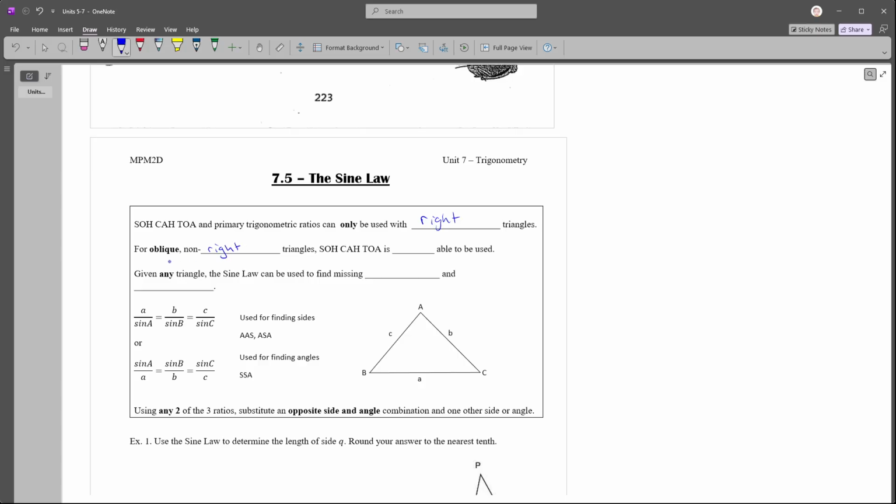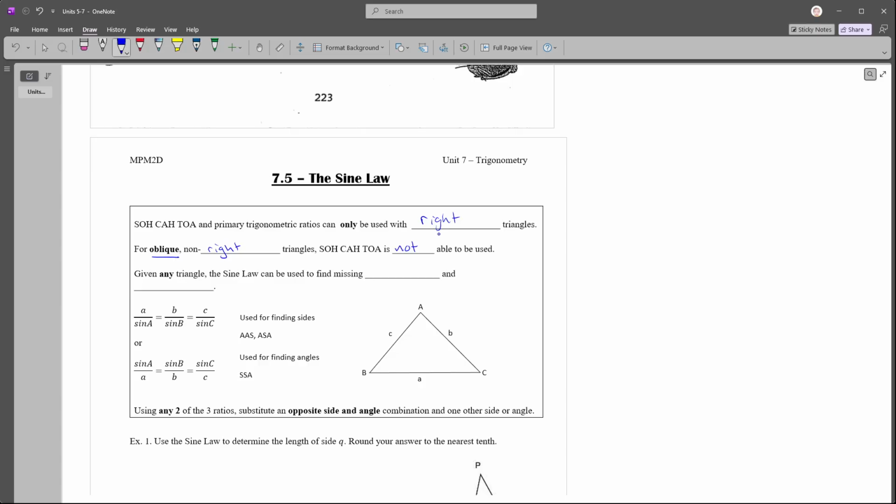When we don't have a right triangle, these non-right triangles go by another name: oblique. So any non-right triangle is considered an oblique triangle. Think of it like an obtuse triangle where you have a largest angle that's greater than 90 degrees. That would be an example of an oblique triangle. When we have an oblique triangle, we can't use SOHCAHTOA.